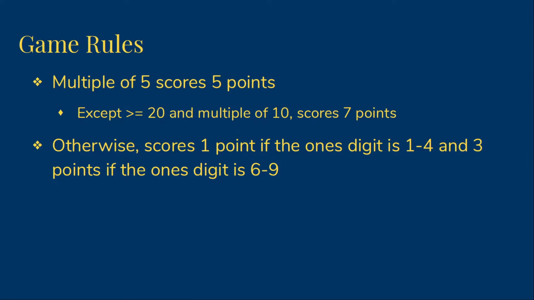As an example, let's imagine a game with the following scoring rules. In each round, we achieve some number of points on which our score will be based. If our points total is a multiple of 5, we'll score 5 points, unless the total is at least 20 and is a multiple of 10, in which case it will be 7. Otherwise, if the ones digit of our total is 1 to 4, we get 1 point, and if the ones digit is 6 to 9, we get 3 points. So let's write an if-else statement to figure out the score given the points total.